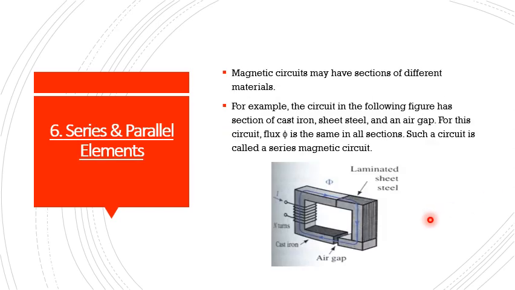Okay, for series and parallel element, a magnetic circuit may have sections of different material. For example, the circuit in the following figure has sections of cast iron, sheet steel, and air gap. So they have three elements in this core. Such a circuit is called a series magnetic circuit.